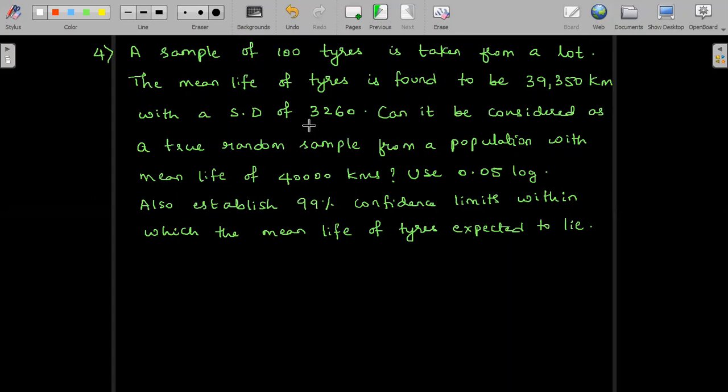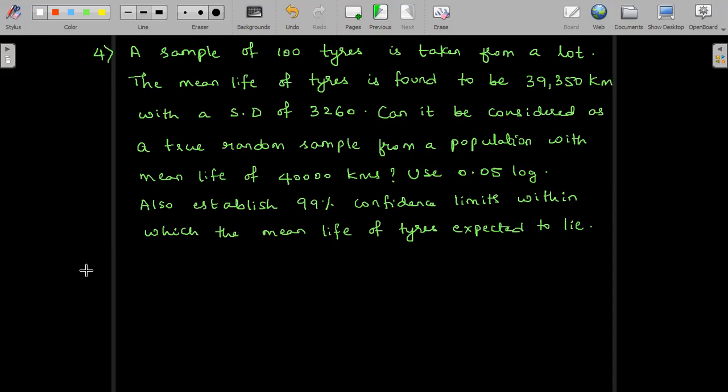Now we need to check, assuming the hypothesis that the population mean is equal to 40,000 kilometers. So H naught is assumed as mean of the population to be equal to 40,000 kilometers. And the Z calculated value should be compared with Z at 0.05. That is, at 5% level of significance, we have to compare the value of Z and conclude whether it can be considered as a true random sample from a population with mean life of 40,000 kilometers or not.